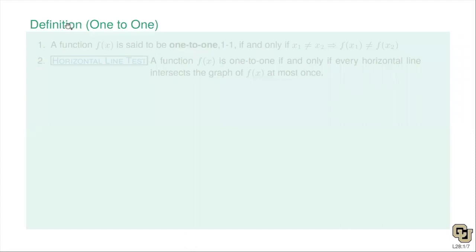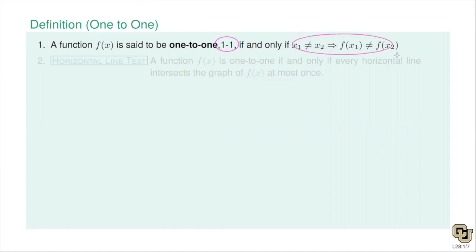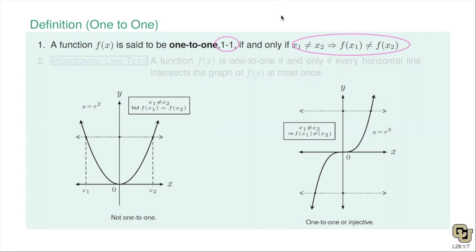So first, a preliminary definition. A function is said to be one-to-one, or we write 1-1 here, if and only if x sub 1 not equal to x sub 2 implies f of x sub 1 does not equal f of x sub 2. So let's interpret that, not mathematically, but qualitatively. It's saying the function f of x is one-to-one if and only if you pick two different inputs, plug them into the function, and you get two different outputs. It's not always true that if you plug in two different inputs into a function, you'll get two different outputs.